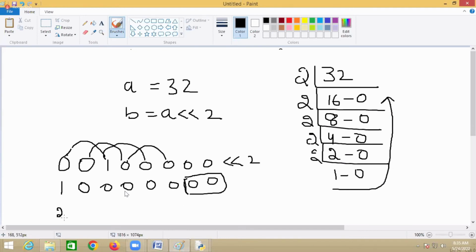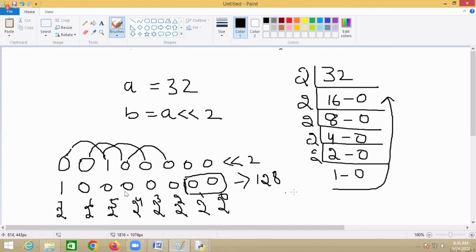Now that is 1, 0, 0, 0, 0, 0, 0, 0. Then 2 to the power of 7 into 1, 2 to the power of 6 into 0, 2 to the power of 5 into 0, 2 to the power of 4 into 0, 2 to the power of 3 into 0, 2 to the power of 2 into 0, 2 to the power of 1 into 0, and 2 to the power of 0 into 0. Now what is my value? 2 to the power of 7 means 128. But actually what is my value? 32. By shifting the number of bits, is the value incremented or decremented?